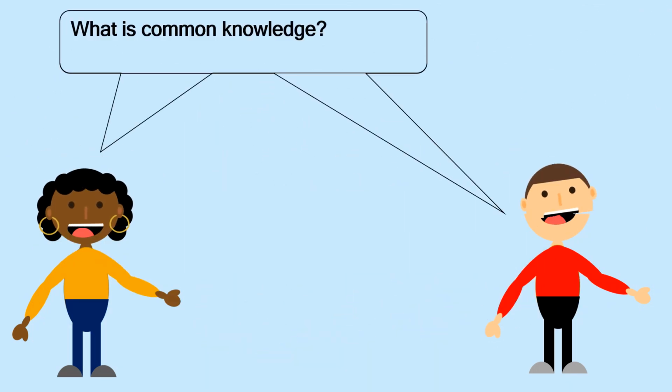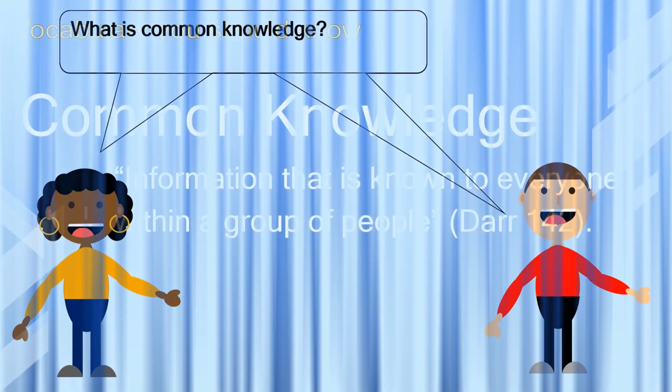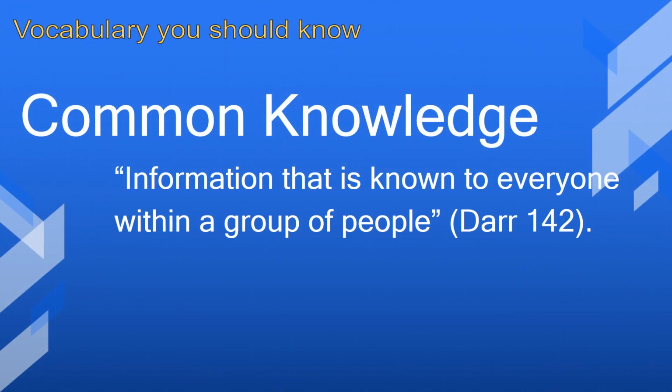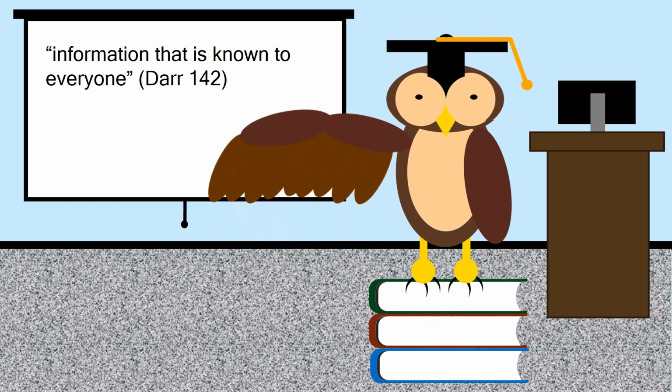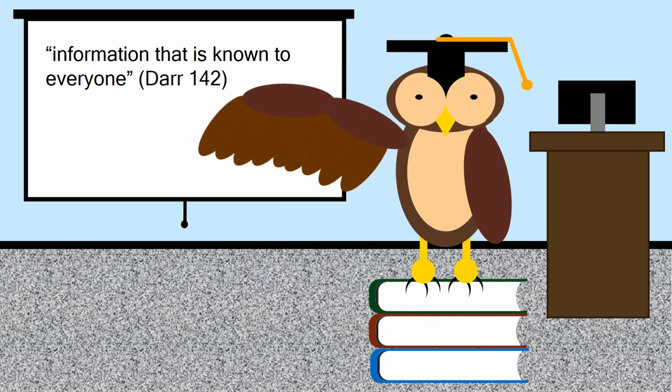What is common knowledge? The definition of common knowledge is information that is known to everyone within a group of people. Let's break this definition down. The first part states information that is known to everyone. This means that you can easily find common knowledge in multiple reliable sources.